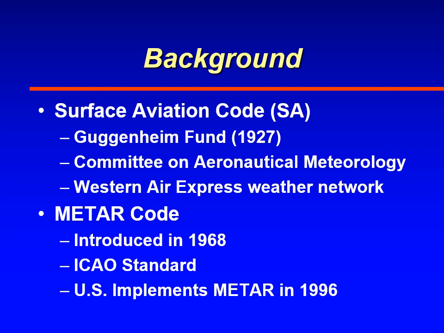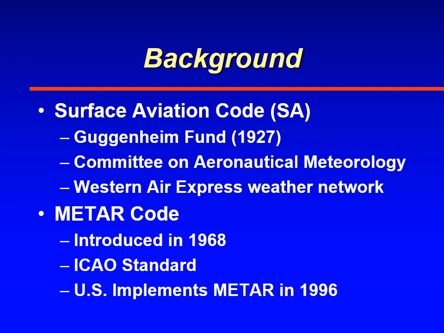The code that they used later on after the war was called the SAO, or the Surface Aviation Code. And this was, of course, a code to allow weather information to be transmitted very quickly. Remember, back then there wasn't much bandwidth, and we transferred information via teletype. So the code had to be very, very tidy.